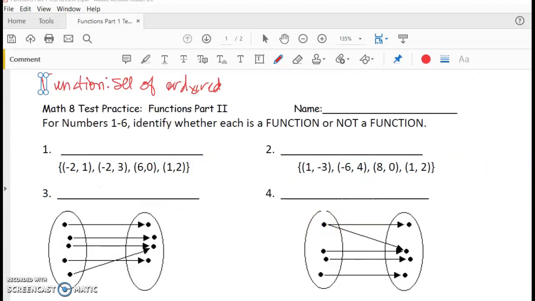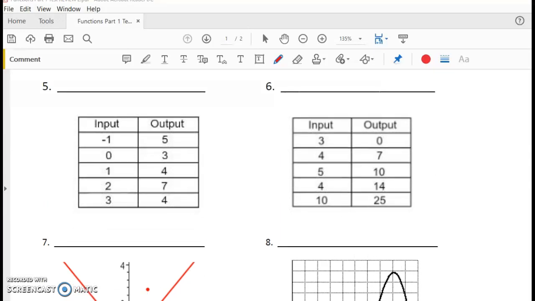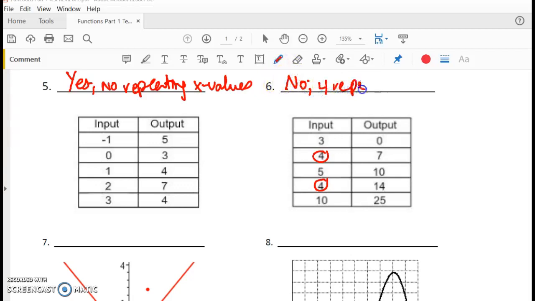All right, let's slide on down the paper. Well, for me, slide on down. For you, just stay right there. Number 5, is this a function? Well, let's look at the x values. -1, 0, 1, 2, 3. Yes. No repeating x values. Number 6, is this? No. Look at that 4, cheating. Can't cheat on 7 with 14. No. The 4 repeats in the x value.